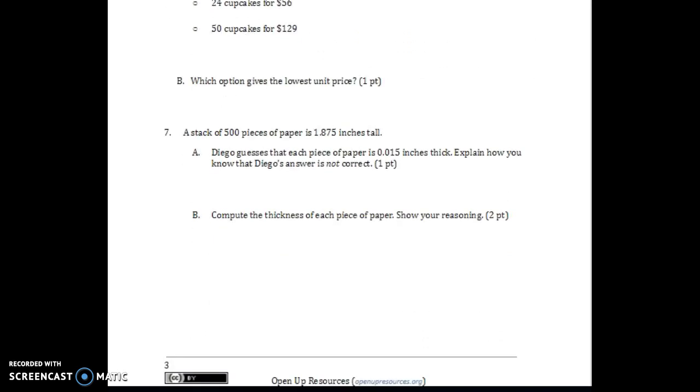Question 7. A stack of 500 pieces of paper is 1.875 inches tall. A. Diego guesses that each piece of paper is 0.015 inches thick. Explain how you know Diego's answer is not correct. B. Compute the thickness of each piece of paper. Show your reasoning.